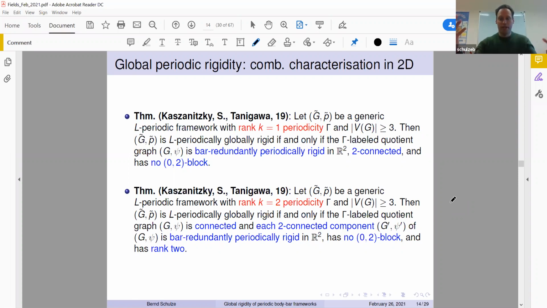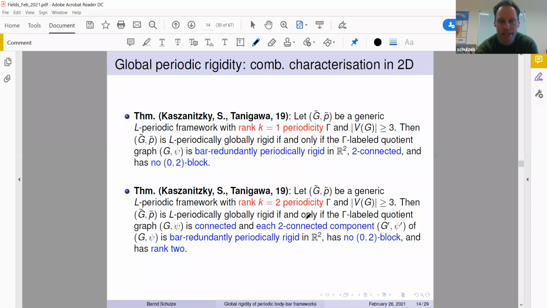This means that if you remove any orbit of bars, of course, the framework stays rigid. Then we also have some connectivity conditions which disallow local reflections of the framework. These connectivity conditions are a little bit complicated. Let me just focus on the case where the periodicity has rank 2, which is probably the more interesting case, and let me give you a feel for why we have these conditions without actually formally defining these notions.